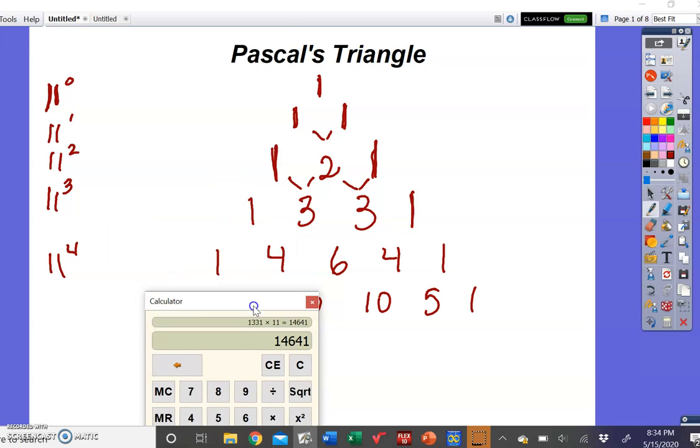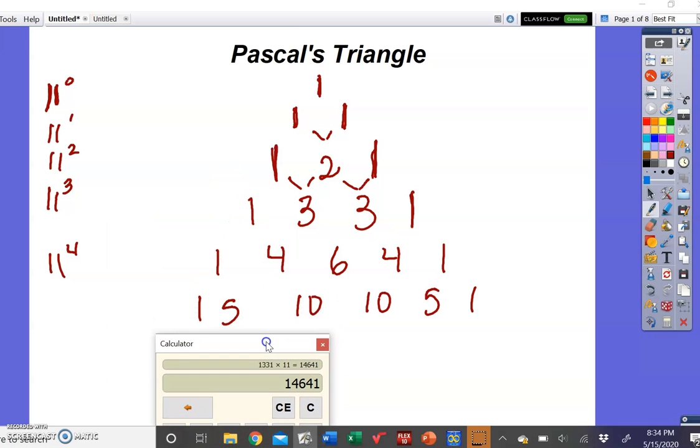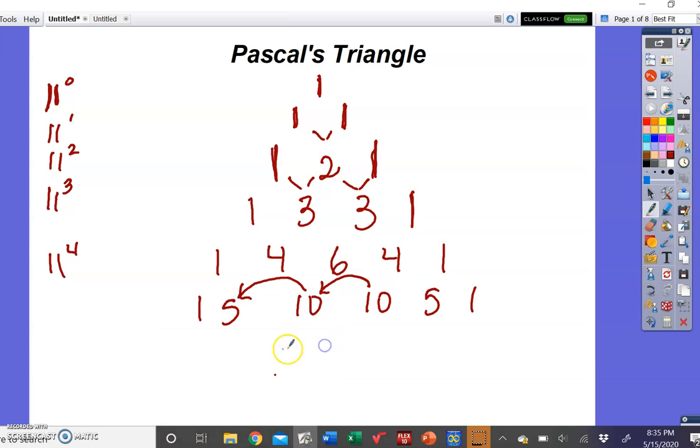Now it seems to fall apart in the next line, because 11 to the 5th power is not 1, 5, 10, 10, 5, 1. But if you think of it as place values, so this is the ones place, the tens place, the hundreds place, the thousands place, and so on, it actually works out, because we have to carry these tens over. And so 11 to the 5th power is 161,051.